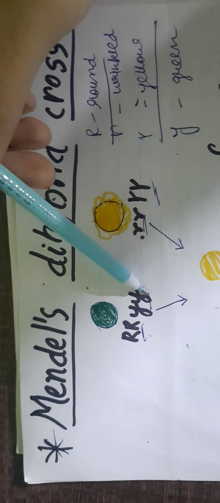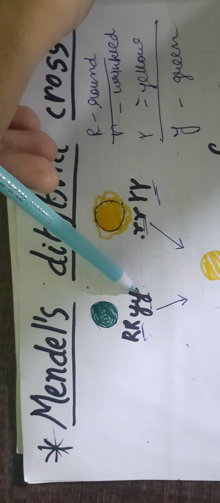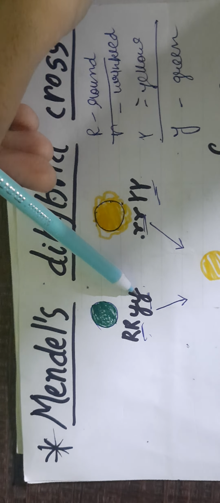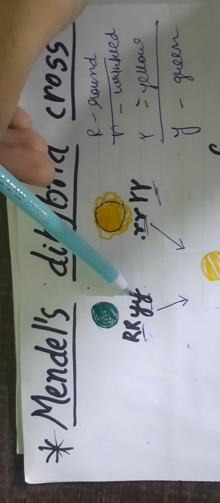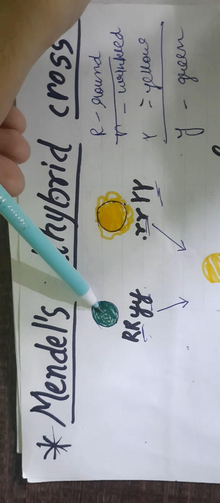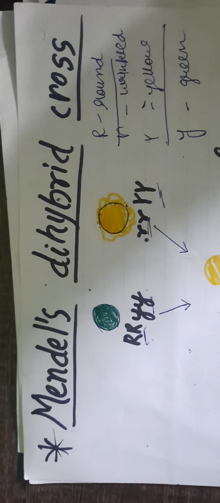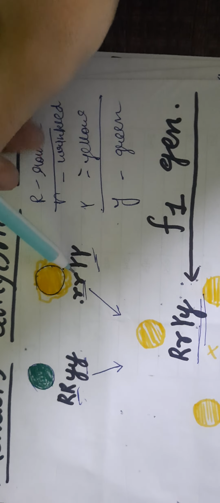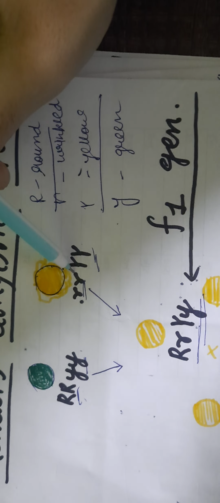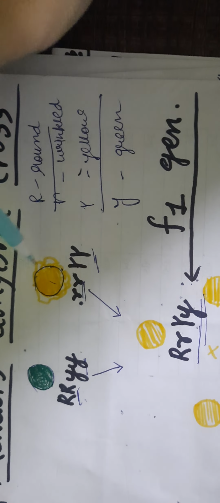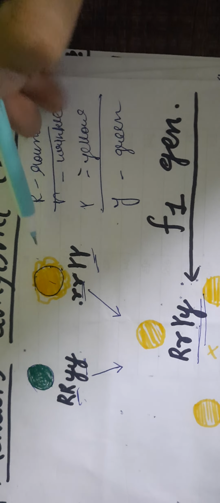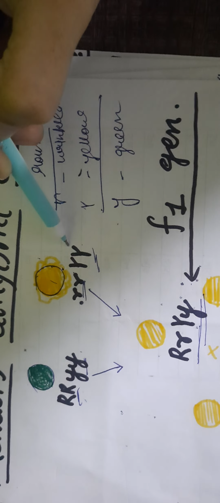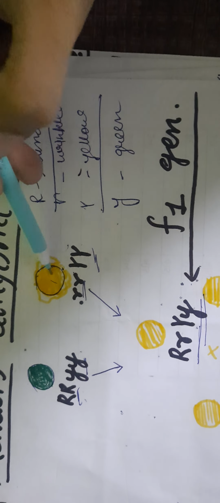And here this is homozygous recessive for green color, because there is small y. So that's why the seed is green and it is round. And here it is homozygous recessive for wrinkled condition, so that's why the seed is wrinkled, but it is homozygous dominant for yellow color, so that's why the seed is yellow.